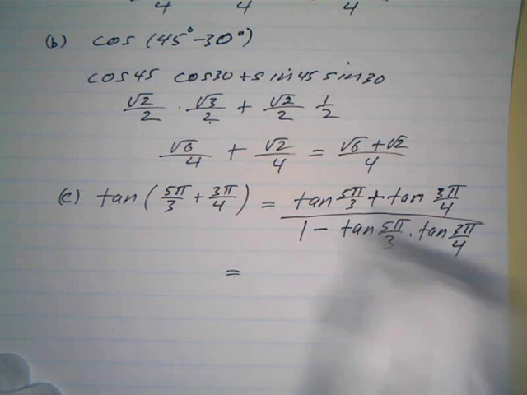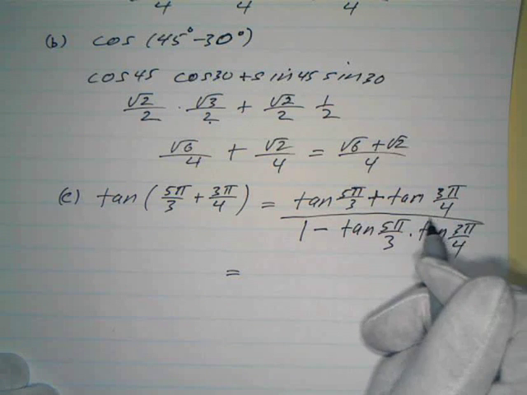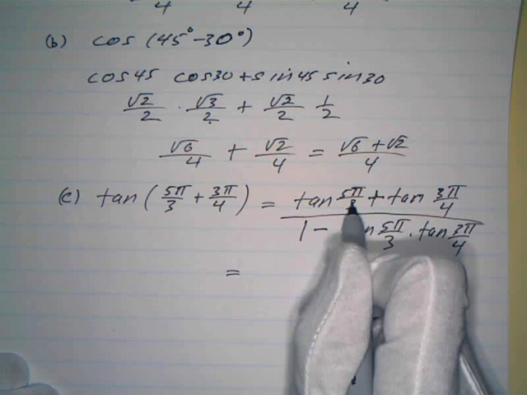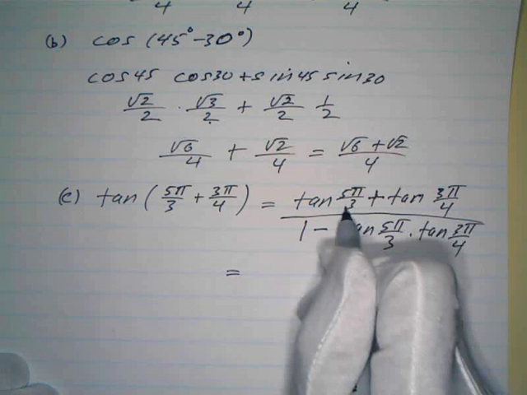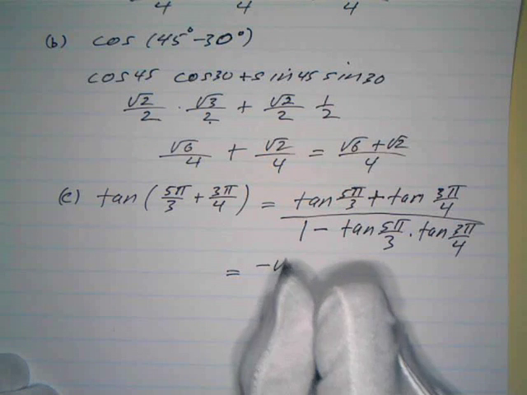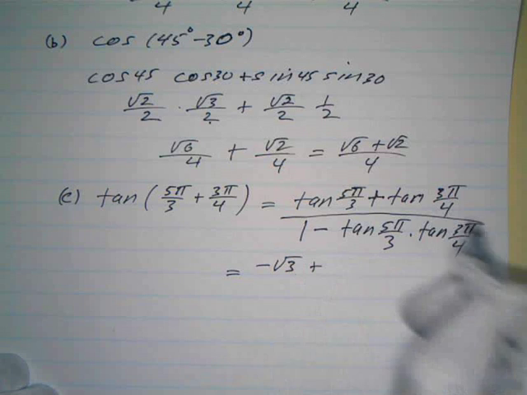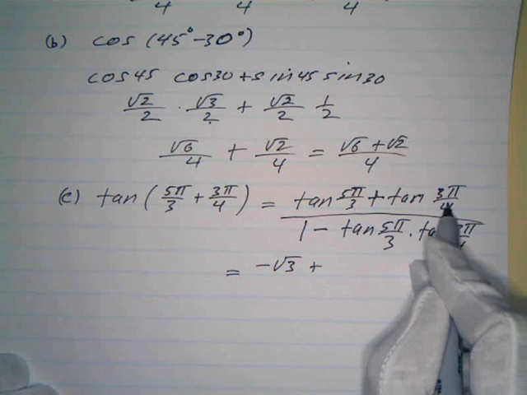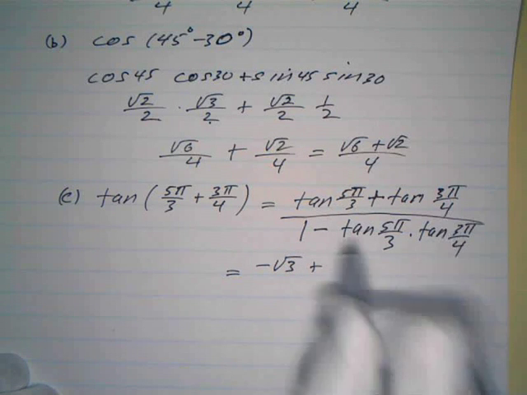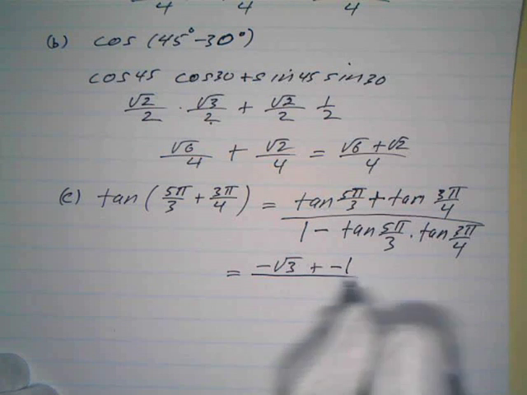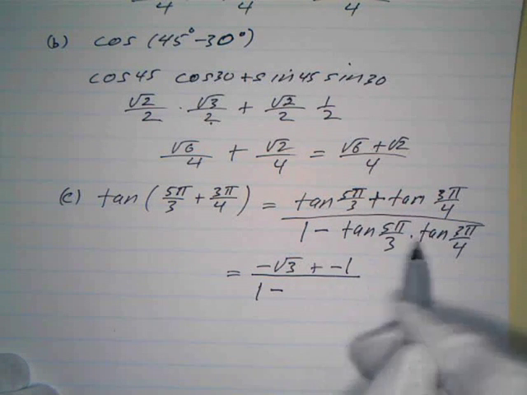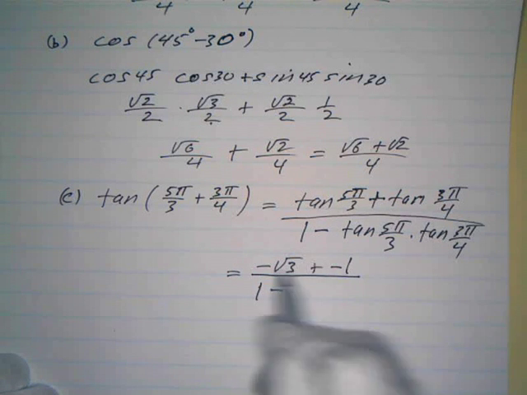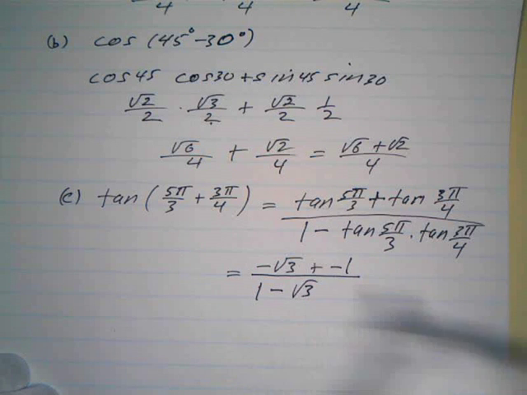Okay, so what's the tangent of 5 pi over 3? Well, the tangent of pi over 3 is what? That's the square root of 3. But what quadrant am I in? Well, it looks like I'm in the fourth quadrant, so that's going to be negative. So negative the square root of 3. Plus, and what's the tangent of 3 pi over 4? Well, the tangent of pi over 4 is 1, but it looks like I'm going to be in the second quadrant, so it's going to be negative 1. And then I just multiply these. So if I did my work correct up here, a negative times a negative is positive, so that's just the square root of 3.